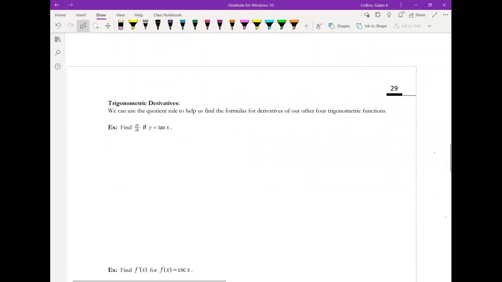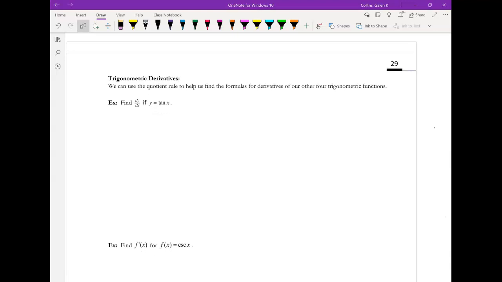All right, this very last section, we're going to do just a couple examples. I might skip a few of these. On page 29, our goal is to memorize our trig derivatives, but we can always derive them, aside from sine and cosine, using the quotient rule. Let's look at one example with the quotient rule, and then we'll skip ahead.